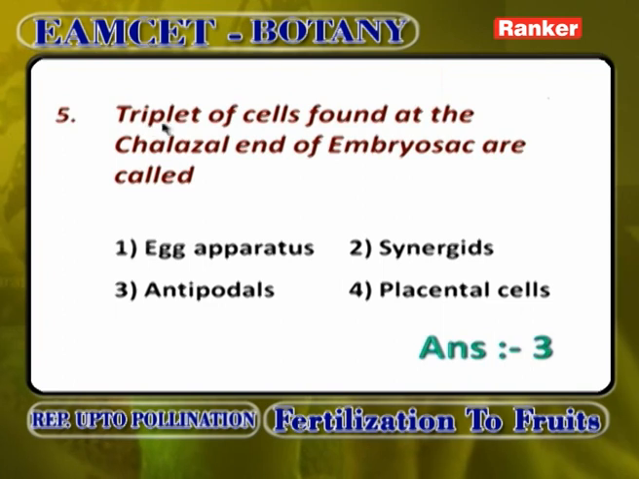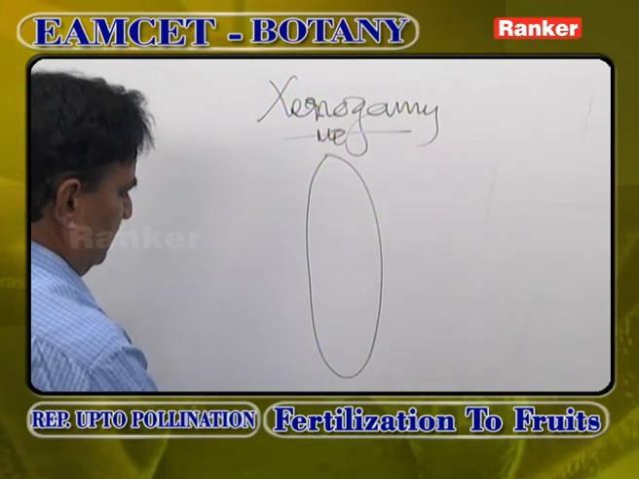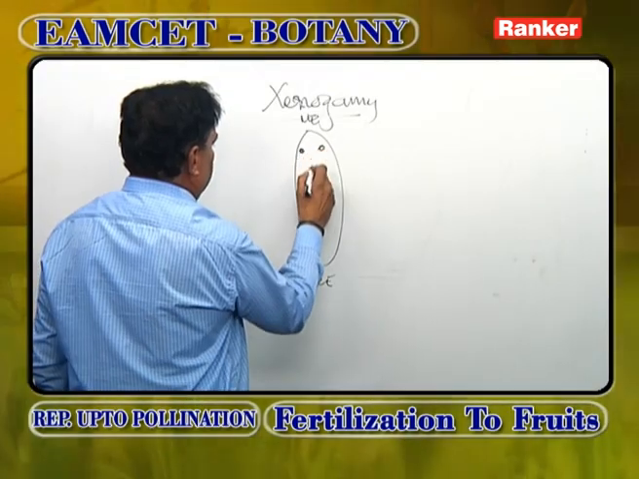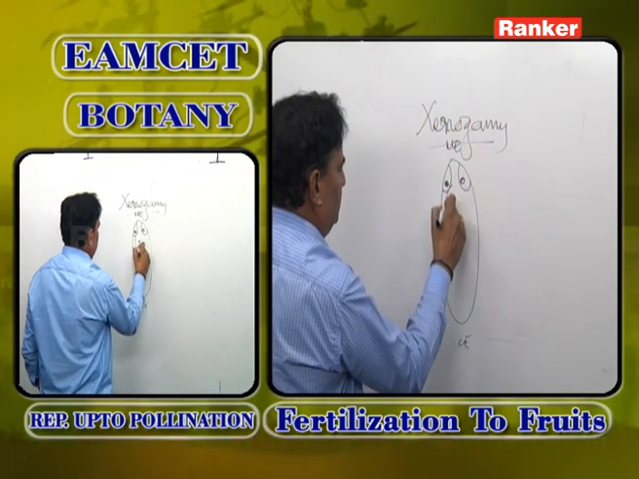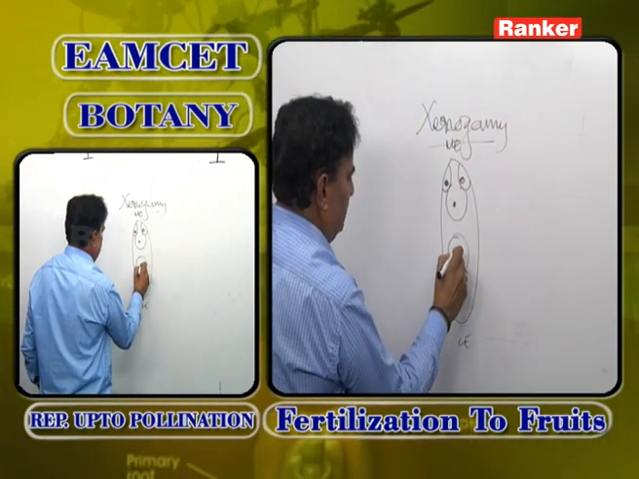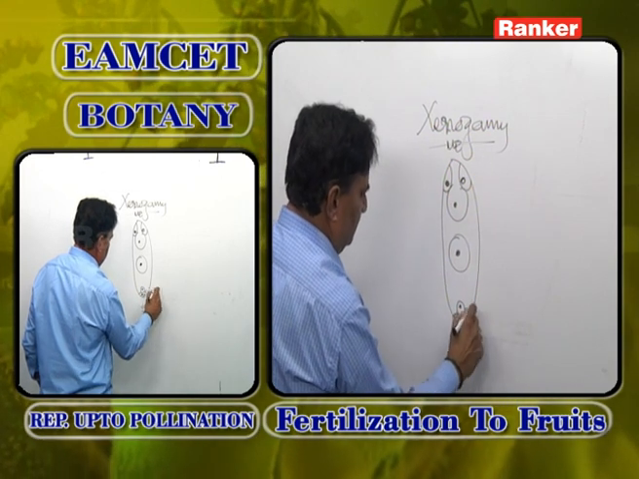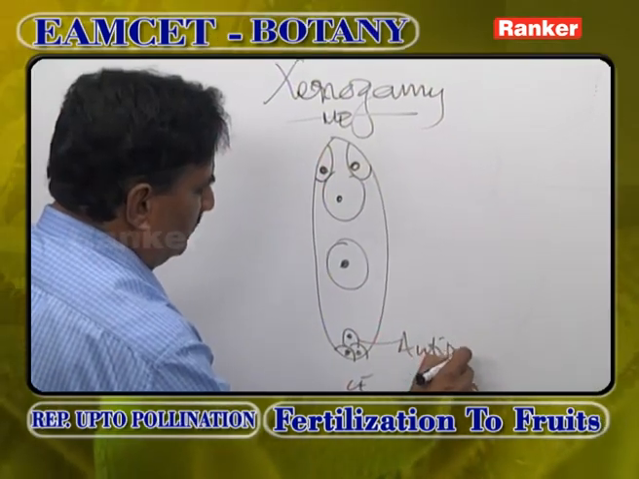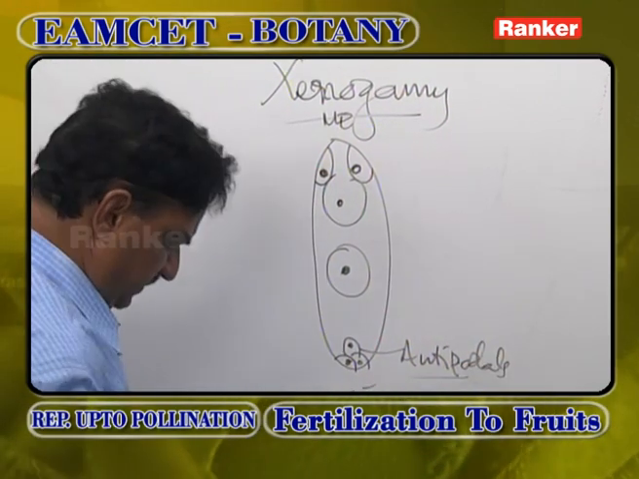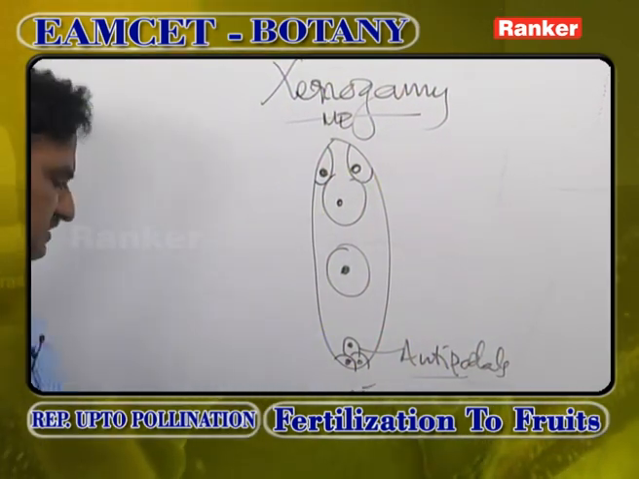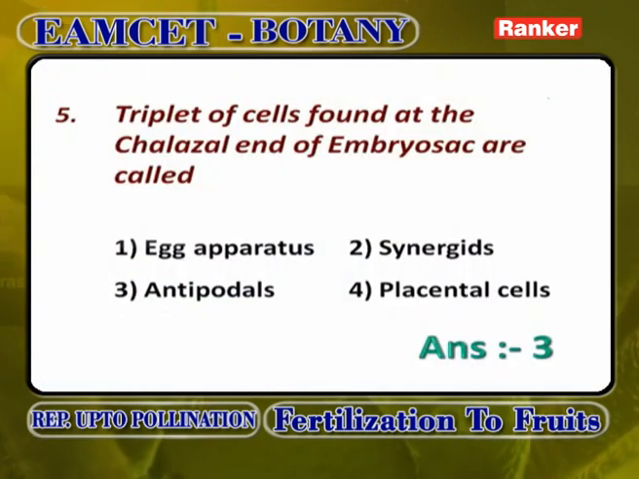Now, triplet of cells found at the chalazal end of embryo sac. Triplet of cells means 3 cells. Triplet of cells present at the chalazal end of embryo sac. This is micropylar end and this is chalazal end. This is one triplet of cells. This is one central cell. There is a group of triplet of cells towards the chalazal end. These are antipodals. So antipodals are the triplet of cells present towards the chalazal end of embryo sac.